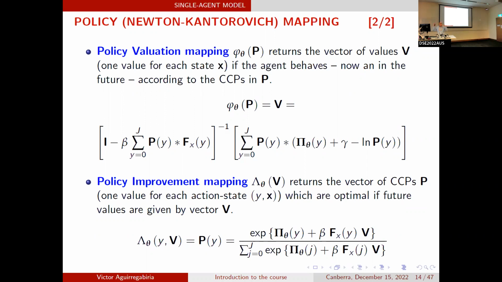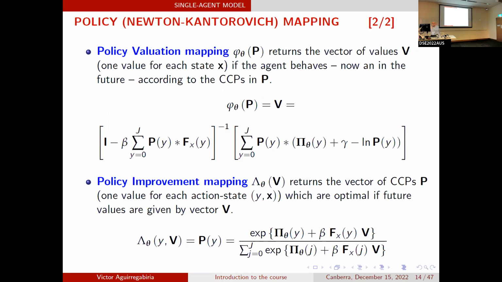That is what this valuation matrix does. And you can see that it depends on the choice probabilities, P, for every action Y, and on the matrix of transition probabilities, F of X. Here, this asterisk means the element by element or Hadamard product, okay? So, element by element product.